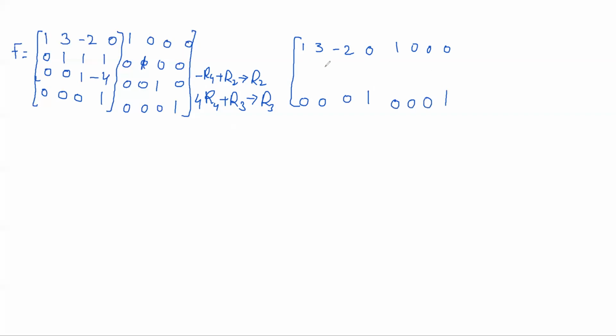And then the changes will be in row number 3 and row number 2. So what will be those changes? Since I took 4 times of this, it will then become 0, 0, 1, 0, and then 4 times of this plus this. So it will be 0, 0, 1, and then it will be 4 over here.